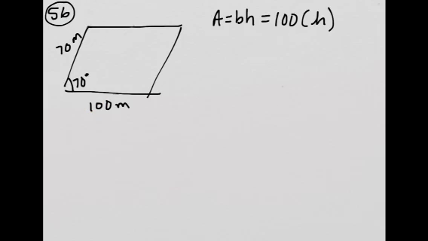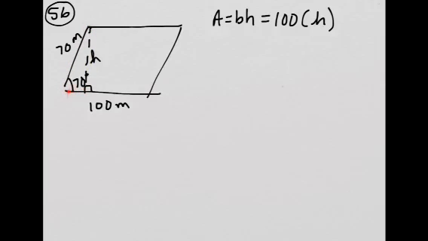So the area of a parallelogram is base times height. Okay, and so here we have the base, 100 meters. We need the height. Okay, so let me go ahead and draw that. So we need this measure right here, the height. Well, by drawing it right there, I've created a right triangle. So here's the hypotenuse, here's the right angle right here.